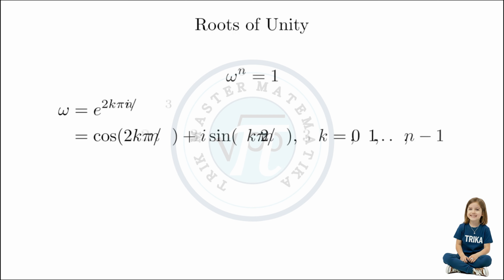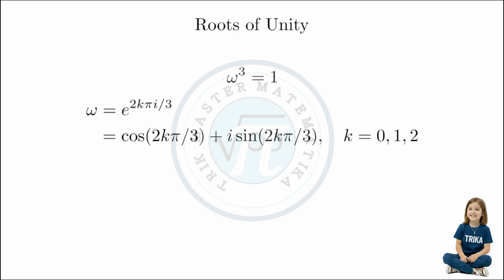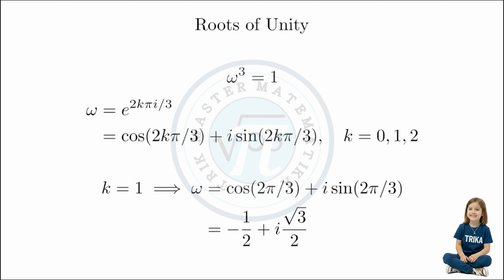Now we substitute n equals 3 and then we will get this result. So here k can be 0, 1 or 2. If k is 0, then we will get that omega will be 1, which is not allowed by the question. So without loss of generality, we can choose either k equals 1 or 2. Here I choose k equals 1, substitute to the equation for omega, and after doing quick calculation, we will get that omega is equal to negative 1/2 plus i times square root of 3 divided by 2.